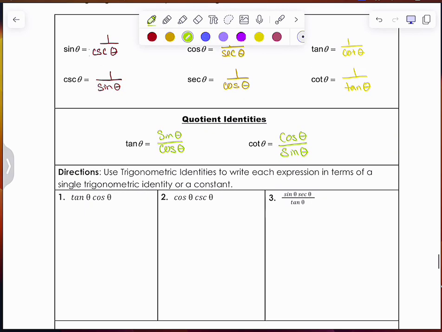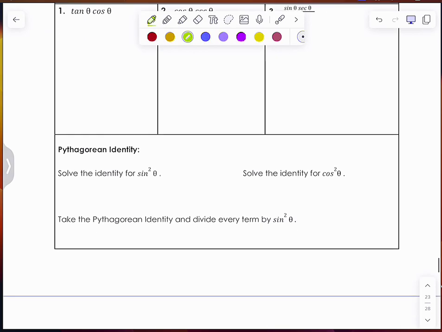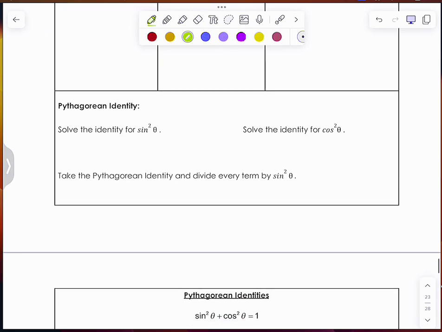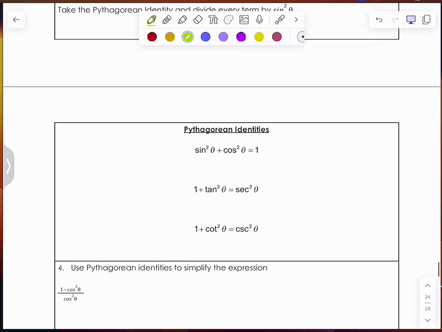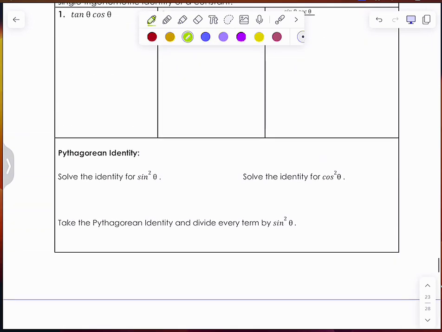And if you want to continue the pop quiz, scroll down. These are our Pythagorean identities. So the Pythagorean identities are written out for you down here, but in this section you can do your pop quiz. What is it?